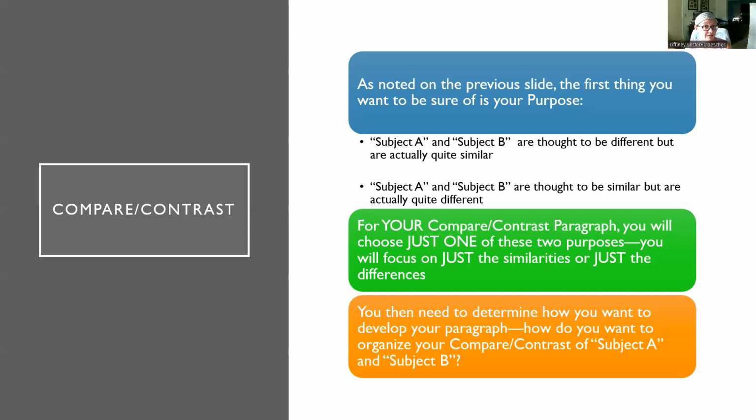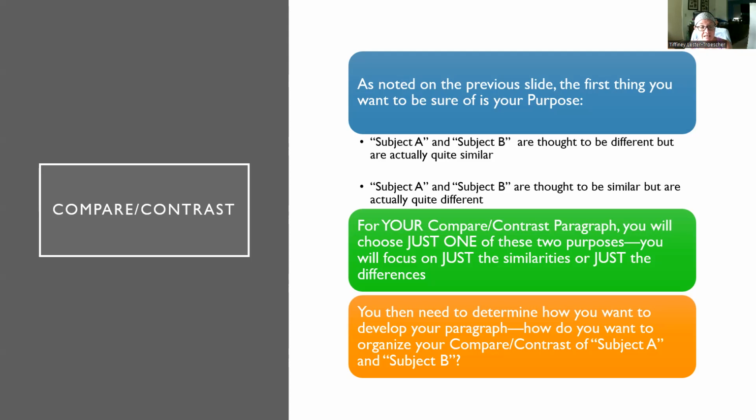a little unique. If you can come up with, subject A and subject B are thought to be different, but they're actually quite similar, you are bringing something new to the table, because everyone assumes these two things are so different, and you're going to show us how they're actually quite similar. Or it could go the opposite way, right? Everybody assumes that subject A and subject B are so much alike, and you're going to bring something new to this and say, actually, they're pretty different, right?